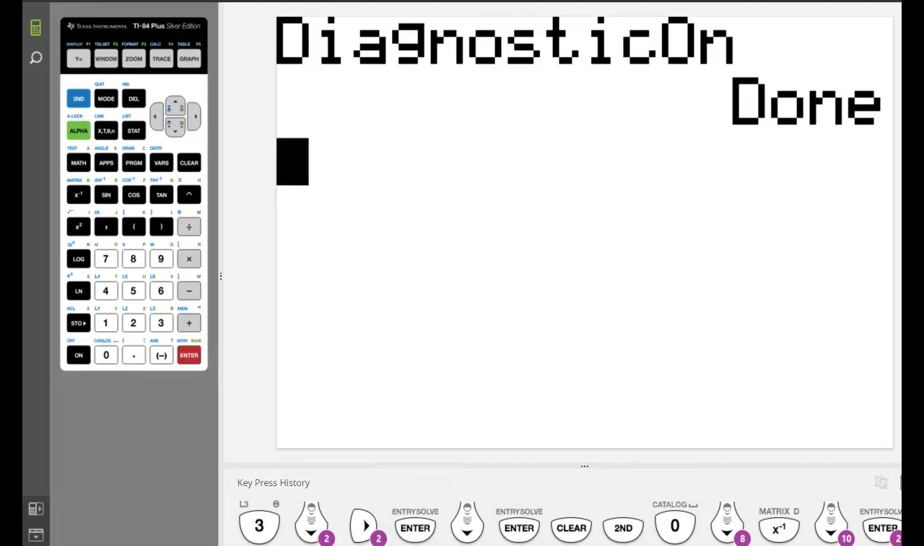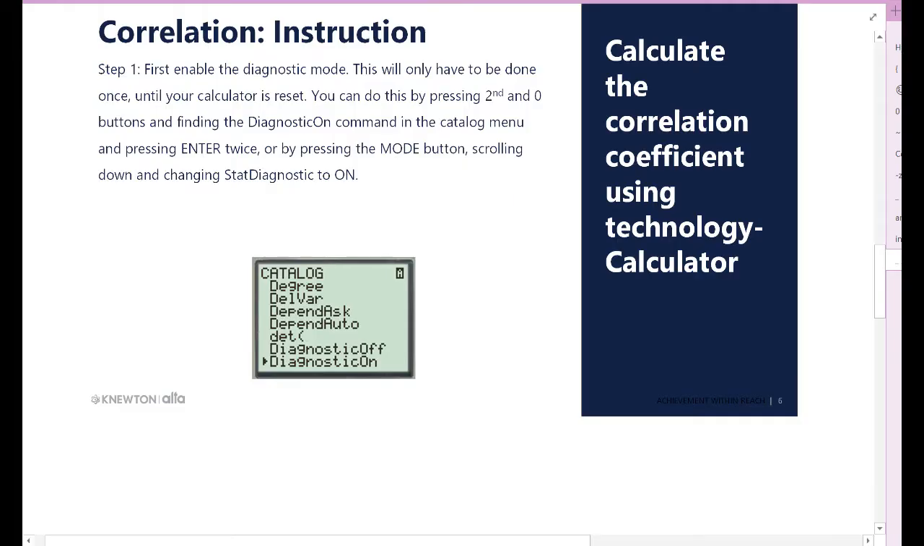Here's the deal with turning on your diagnostics. You do not have to do this every time you want to calculate a linear regression. You only have to do this one time unless your calculator is reset. If you reset the memory on your calculator, then you'll have to do this again. If you don't take out the batteries, change the batteries, or reset your memory, you're good to go. So our diagnostics are enabled.